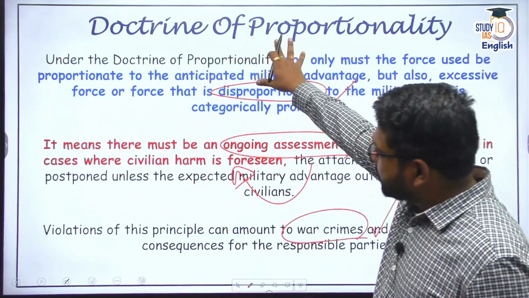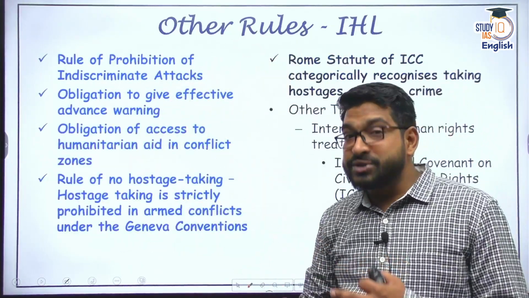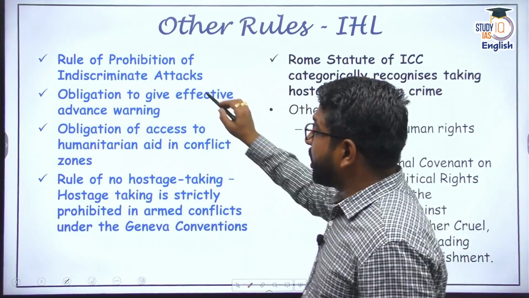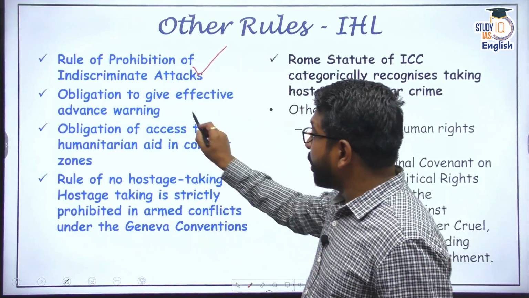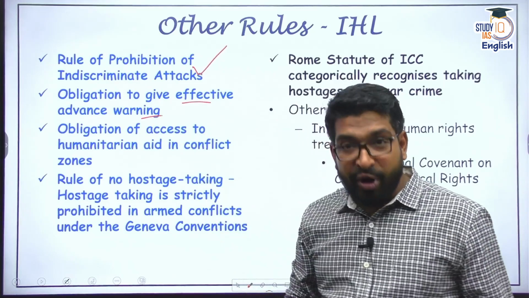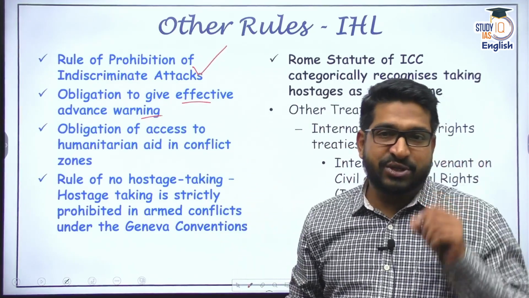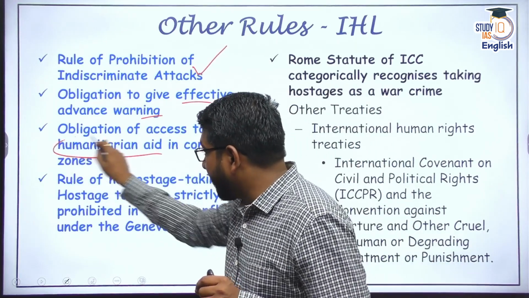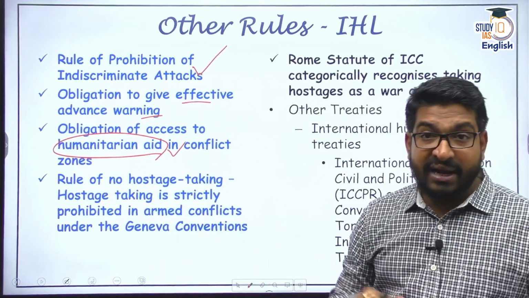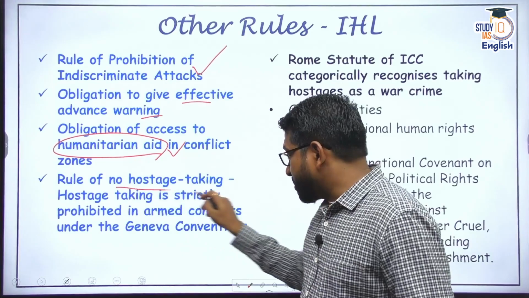Apart from this doctrine of proportionality, we also have certain other rules and regulations. Rules like the prohibition of indiscriminate attack, of course. There is also the obligation to give warning in advance if you're attacking civilian structures, the obligation to give access to humanitarian aid in the conflict zone, and there is also a rule of no hostage taking.